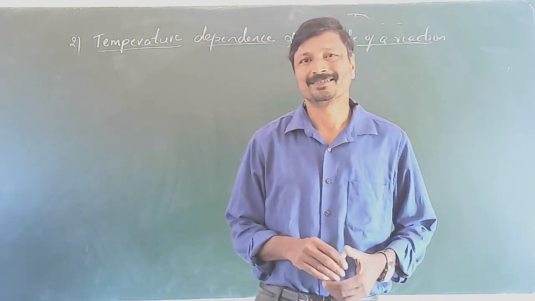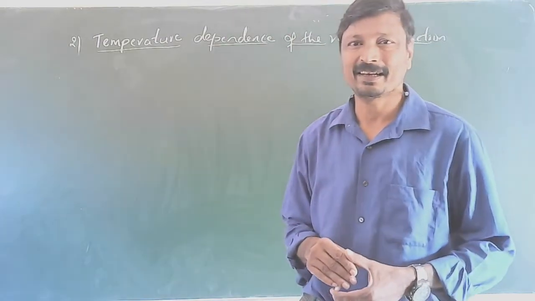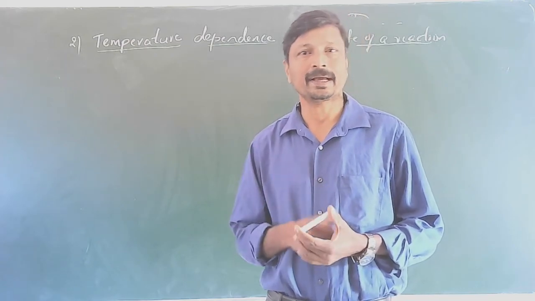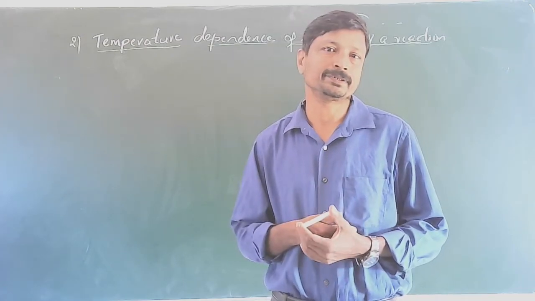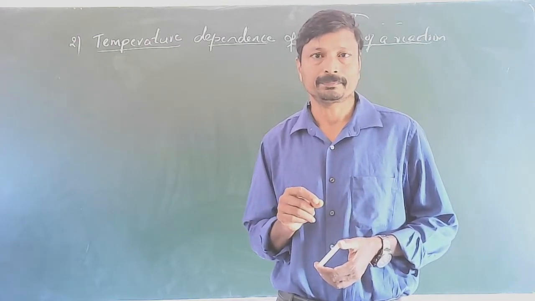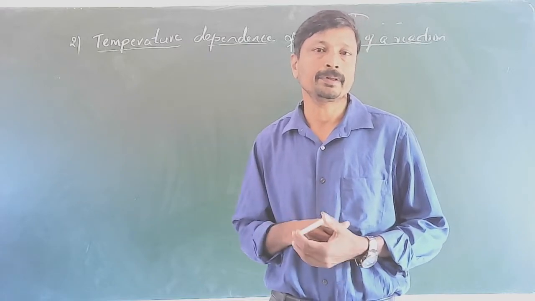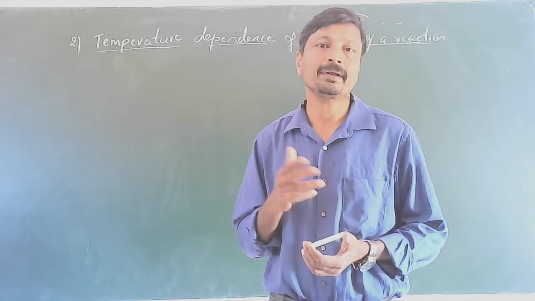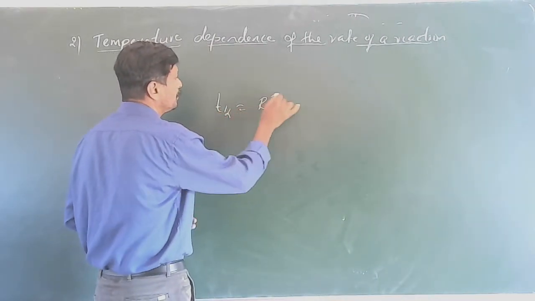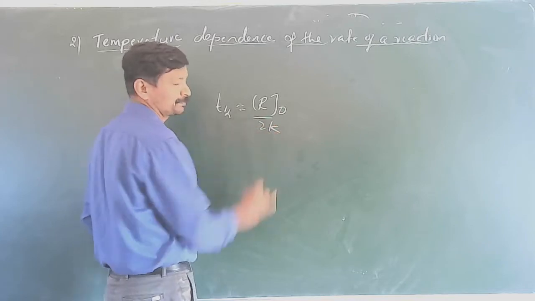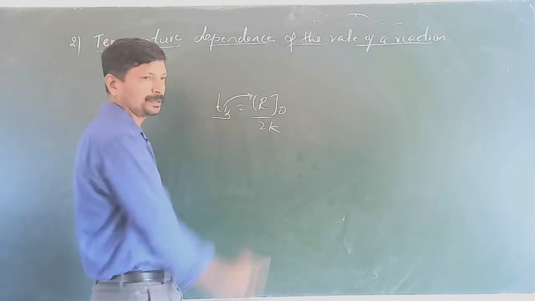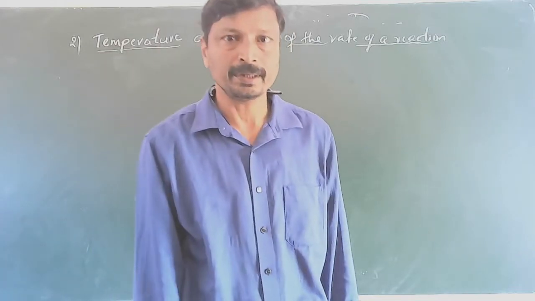Dear students, in my last class, I discussed the integrated rate equation for first order reaction and for zero order reaction. After that, half-life period, and how the half-life period varies for a zero order reaction and first order reaction. For zero order reaction, T half is equal to R naught by 2K. Here, the T half is directly proportional to initial concentration.